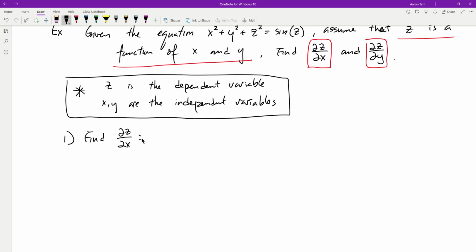So what I simply have to do is the following, just like what we did before. I'm going to take the equation x squared plus y squared plus z squared equal to sine z, and I basically just differentiate it. I'm going to partially differentiate with respect to x.